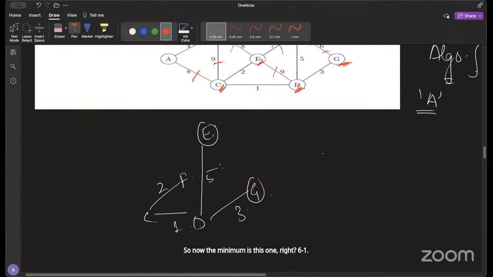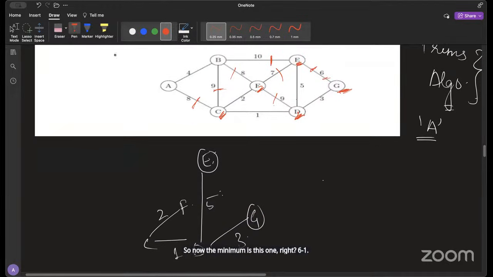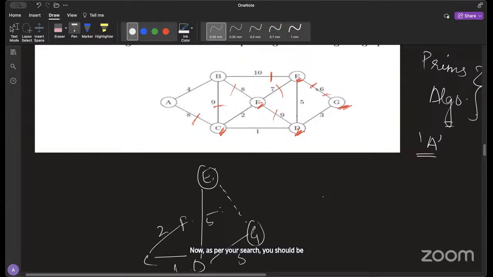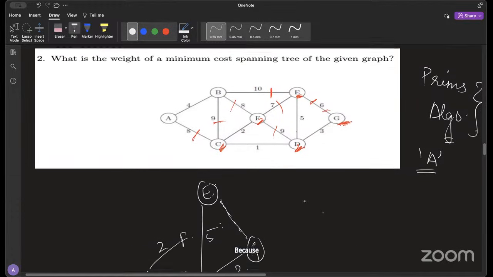6, 1. 6 is a cycle now. This will create a cycle. Now if you draw this edge, as per your search, you should be using EG here because the minimum weight is 6, which is of EG. But you can't draw this here because then it won't be a tree.